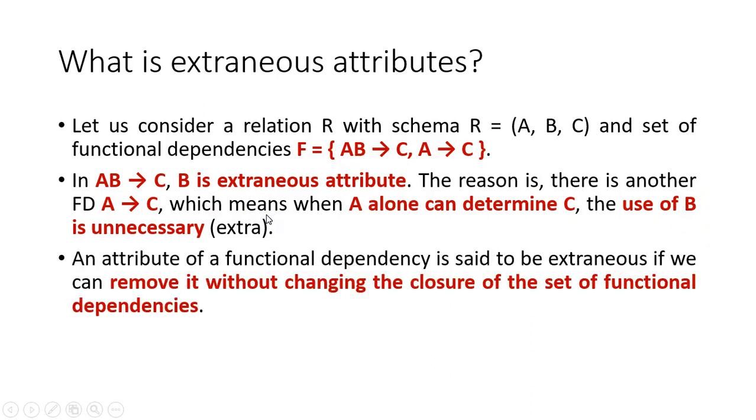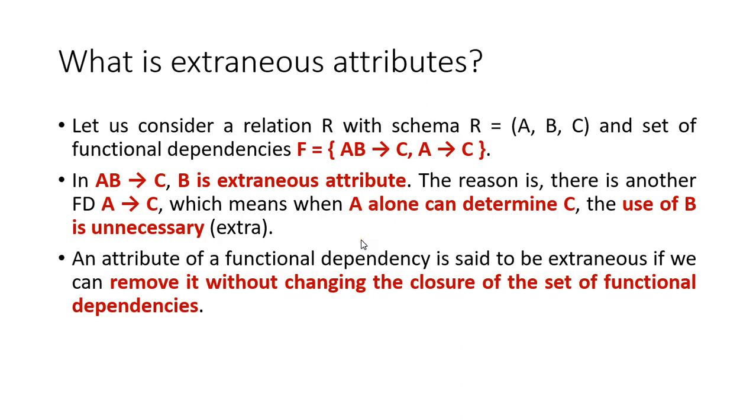If we talk about the definition, an attribute of a functional dependency is said to be extraneous if we can remove it without changing the closure of the set of functional dependencies. Here, if we remove B, it does not make any difference, since A determines C is there. So if we remove B from AB determines C, there is no change in the functional dependencies. Removing it without changing the closure of the set of functional dependencies is called an extraneous attribute.